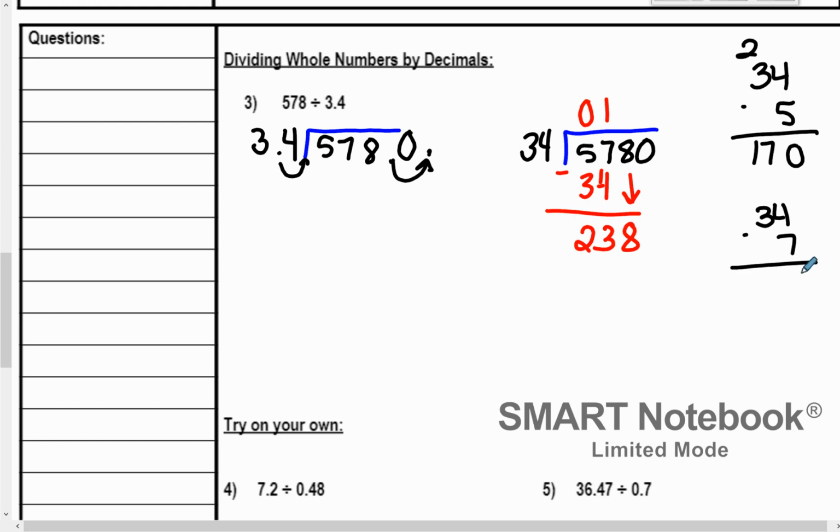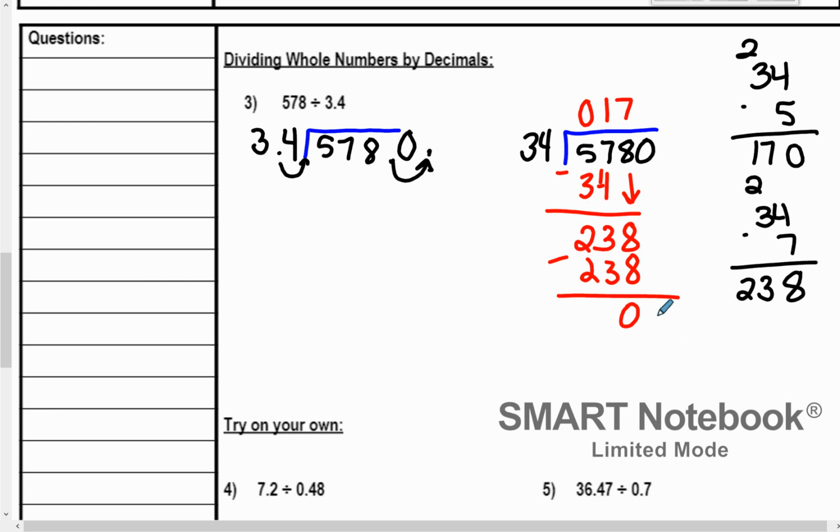7 times 4 is 28. 7 times 3 is 21, 22, 23. So 7 it is, 238. Oops, that should probably be in red. Subtract 238. We get a remainder of 0.